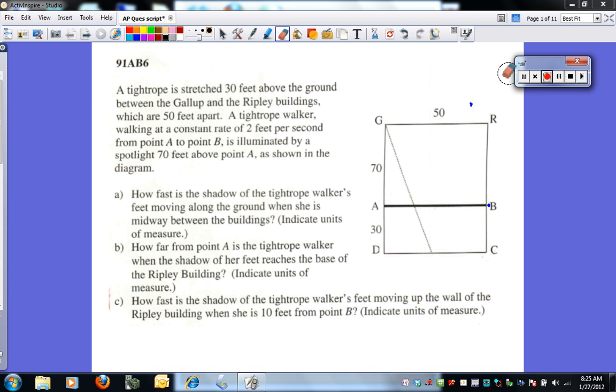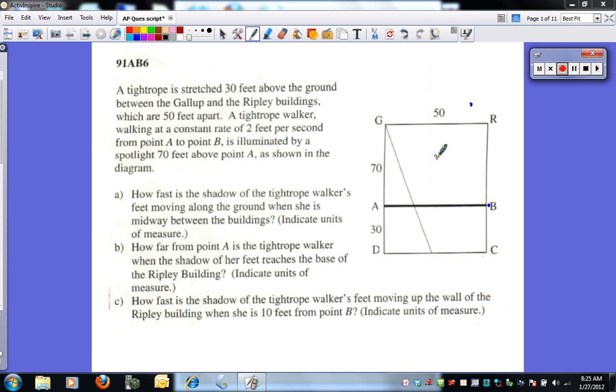So here we are, we have 91 AB6. This is an AP question. Now the idea of this is not for you to just watch the video straight through and think you're going to learn it. Try the problem, work on the problem, and then come back and see if you're getting the same answers or solutions that I am.